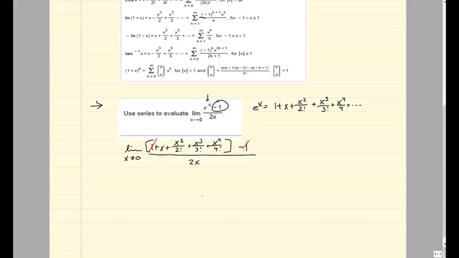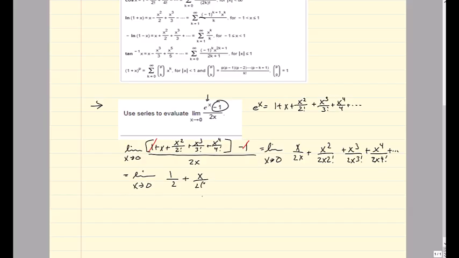The 1 and the minus 1 cancel, and I'm left with the limit as x approaches 0 of x over 2x, because this 2x goes underneath each term, plus x squared over 2x times 2 factorial, plus x cubed over 2x times 3 factorial, plus x to the 4th over 2x times 4 factorial. So this is going to be equal to the limit as x approaches 0. As I simplify, x over 2x would leave me with 1 over 2. Next one, I would be left with x over 2 times 2 factorial.